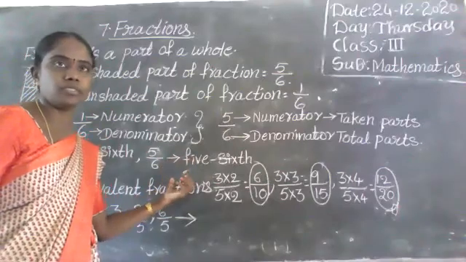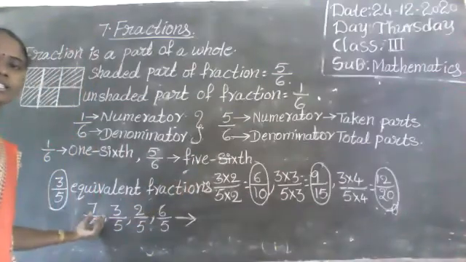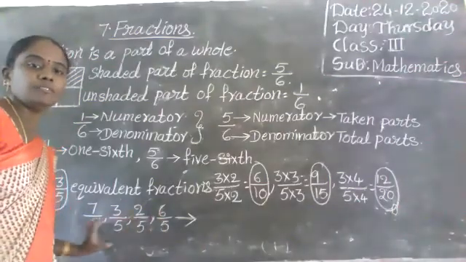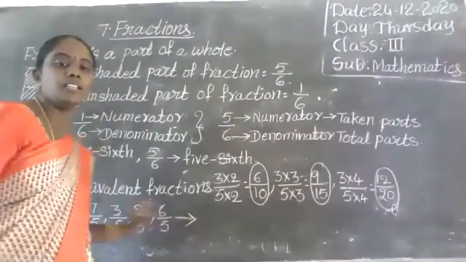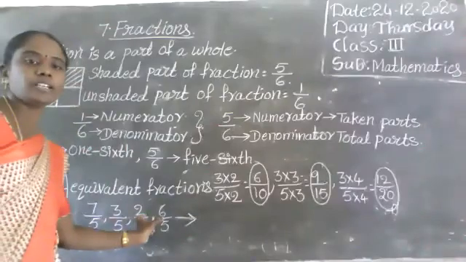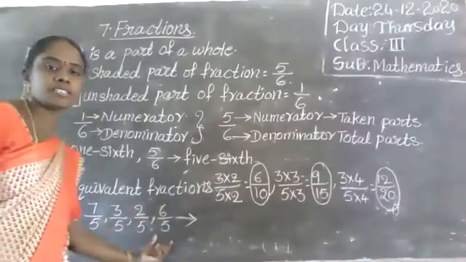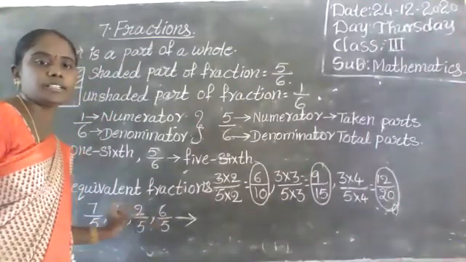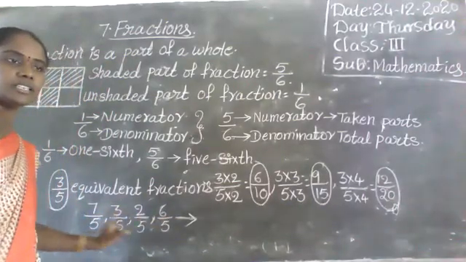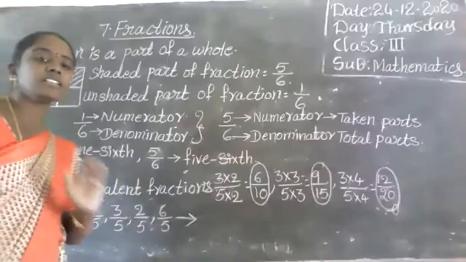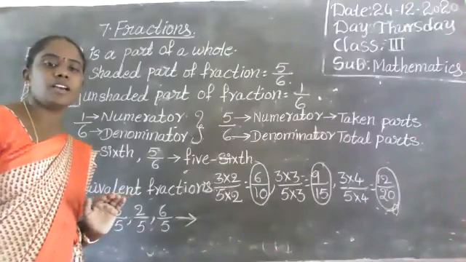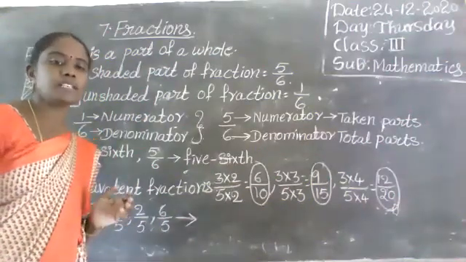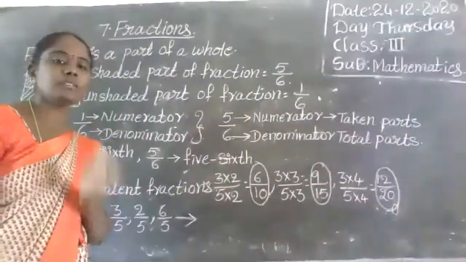Just listen. Here 7 by 5, 3 by 5, 2 by 5, 6 by 5. You have to write in ascending order. You have to see only the numerators first, because the denominators are the same. In these numerators, what is the ascending order? Ascending order means from smallest number to biggest number.